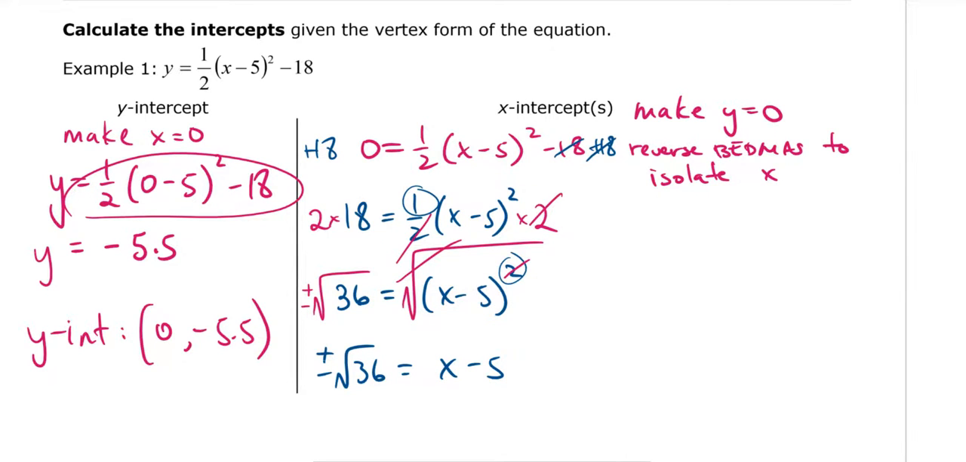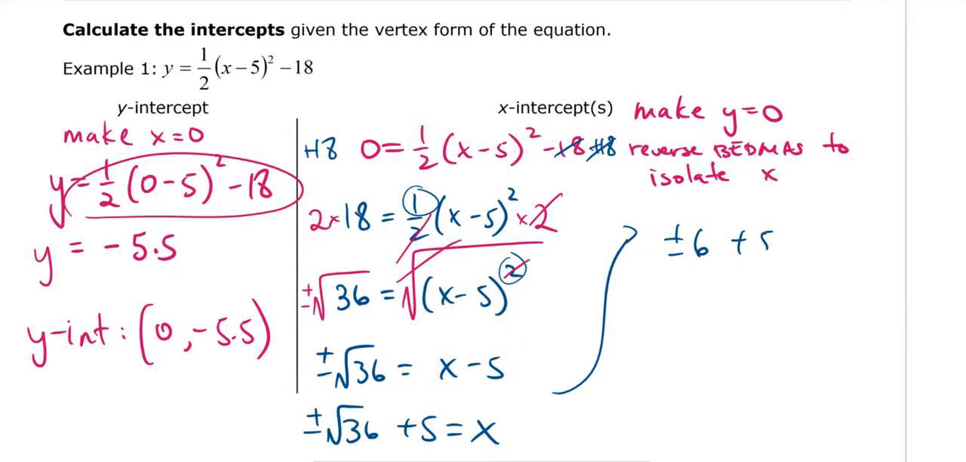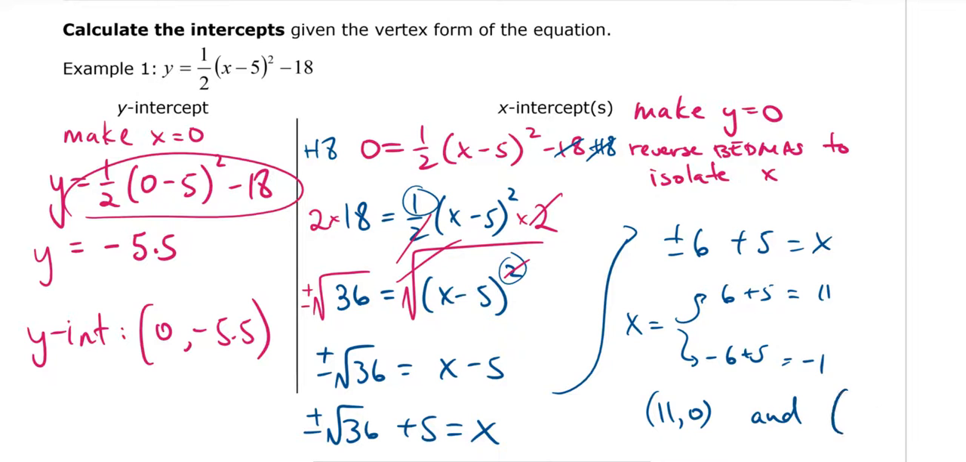And one more thing to do to isolate x is to add 5 to both sides. So I'm going to have plus or minus the square root of 36 plus 5 equals x. Now the square root of 36 is 6. So up here I'm going to write plus or minus 6 plus 5 equals x. So x equals two possibilities, 6 plus 5 or negative 6 plus 5. And these answers are positive 11 and negative 1. So my two x-intercepts are 11 and 0 and negative 1 and 0.